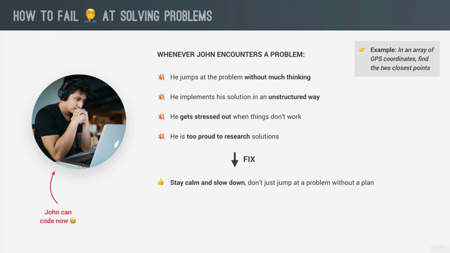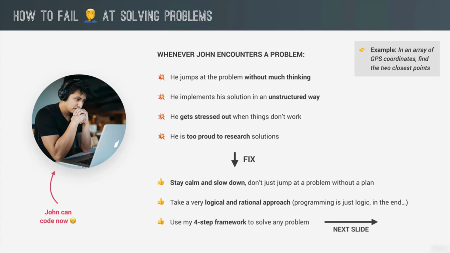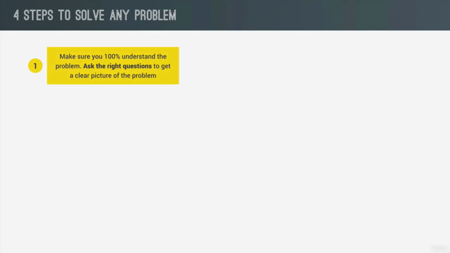Also, when solving problems, you need to be in a mindset of taking a logical and rational approach. After all, programming is just logic, alright? Then, when you are in the right mindset, just use my 4-step framework to solve the problem at hand. And the first step of the framework is to make sure that you 100% understand the problem. Step back and take a high-level look at the big picture. And the most important part of this step is to ask the right questions in order to get a clear picture of the whole problem.